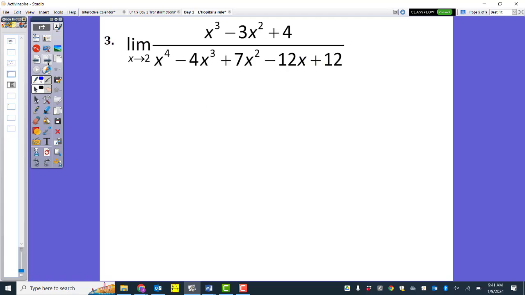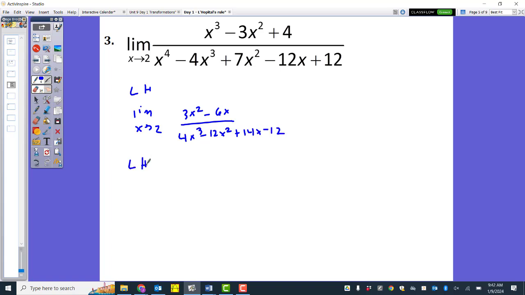Sometimes you might have to do it multiple times. Like, for example, this one. You plug in 2, you get 0 over 0. You'd have to do L'Hopital's rule 2 different times before you got there. So your first L'Hopital's rule, limit as x approaches 2, is going to be 3x squared minus 6x over 4x cubed minus 12x squared plus 14x minus 12.